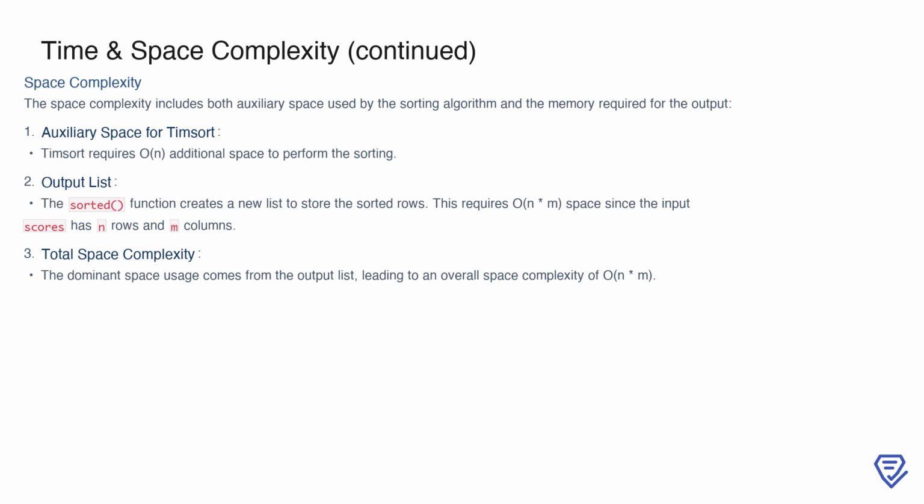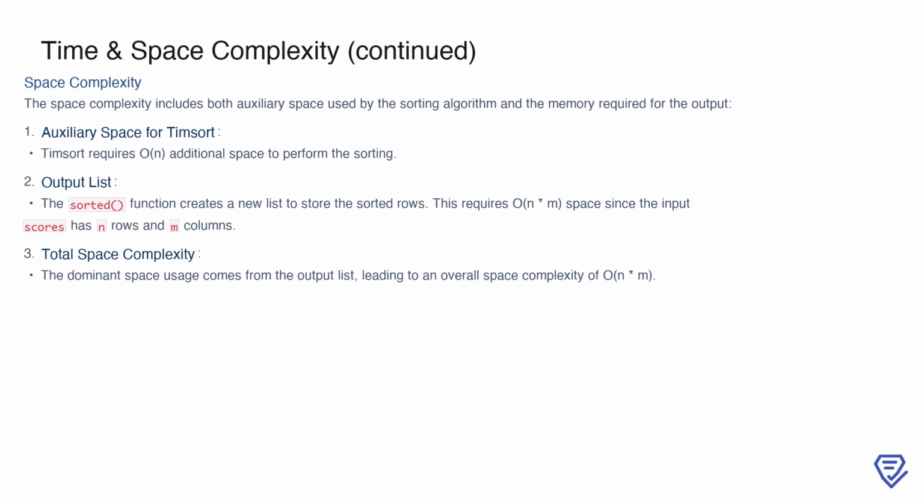The space usage comes from two sources: the auxiliary space required by the sorting algorithm and the memory allocated for the output. Timsort, the algorithm used by Python's sorted function, requires O(n) additional space to perform the sorting. Furthermore, the sorted function creates a new list to store the sorted rows, which requires O(n*m) space since the input scores contains n rows, each with m columns.